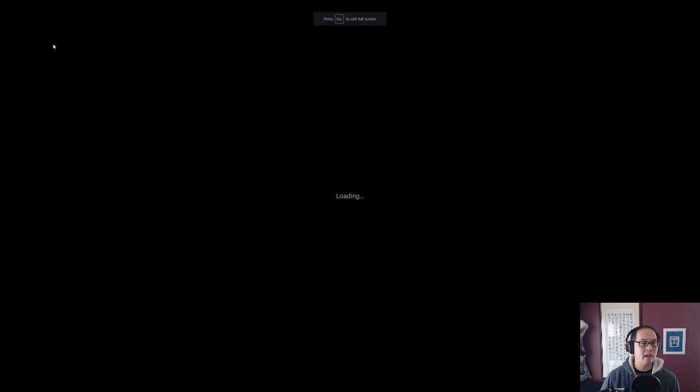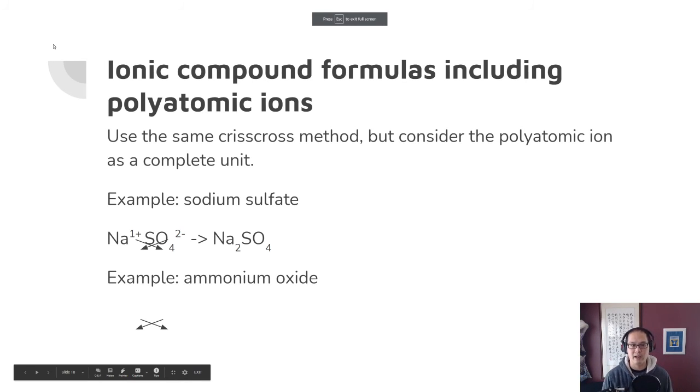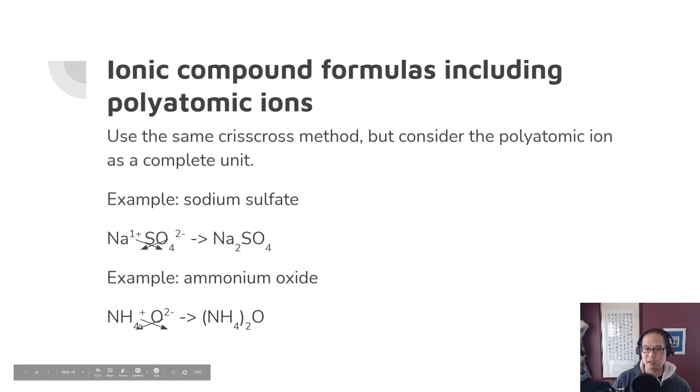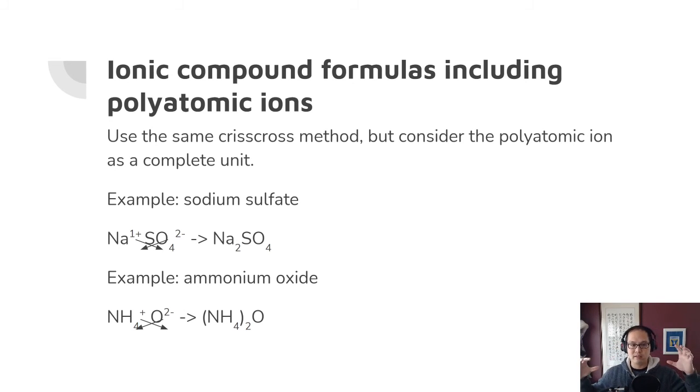The next example is ammonium oxide. Ammonium is NH4 +1. Oxygen is a 2- charge. So I'm going to do the crisscross method again, but notice the parentheses. I put ammonium in parentheses and I put the 2 outside of the parentheses. The way you say it out loud is NH4 taken twice and then oxygen. Each NH4 is +1 charge. When I have 2 of them, I have a +2 charge. Oxygen has a -2 charge and it balances out.